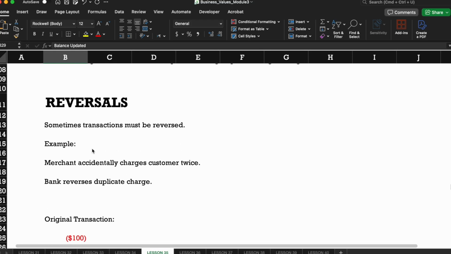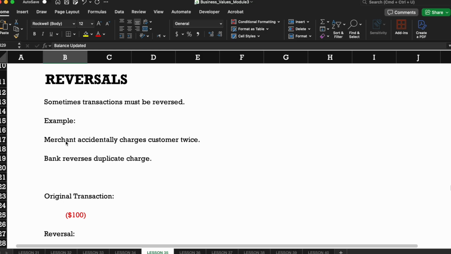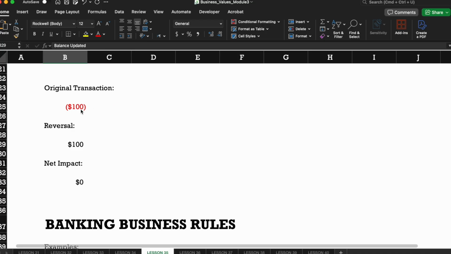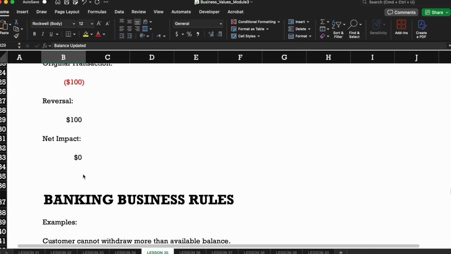Reversals: sometimes a transaction must be reversed. Example: a merchant accidentally charged the customer twice, and the bank reverses the duplicate charge. Original transaction $100, reversal $100, net impact 0.